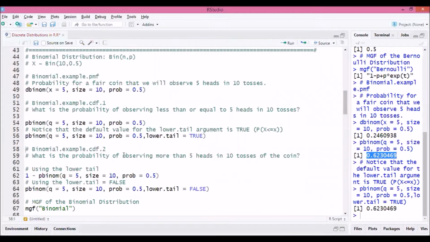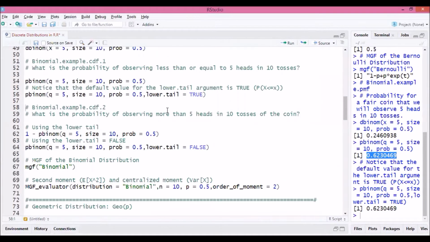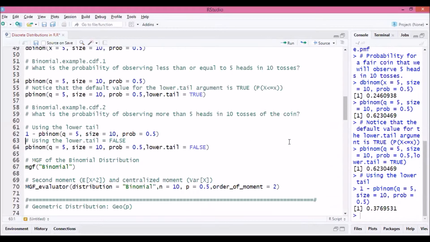Next, I will show you how we would address a question where we wanted the upper tail probability, the probability that the random variable x is greater than some realized value. So what is the probability of observing more than 5 heads in 10 tosses of the coin? Well, we can use the lower tail, so we say 1 minus the probability that x is less than or equal to x, so 1 minus the CDF, which gives us this answer.